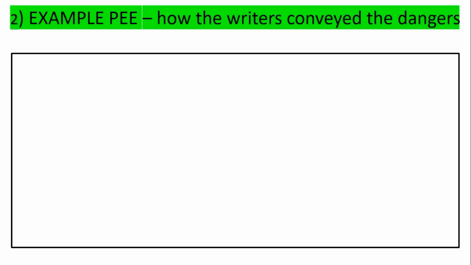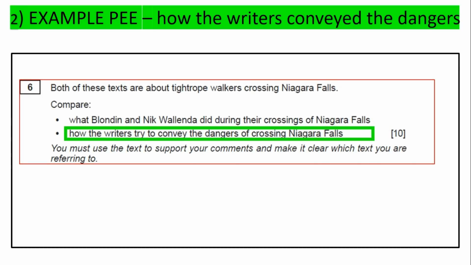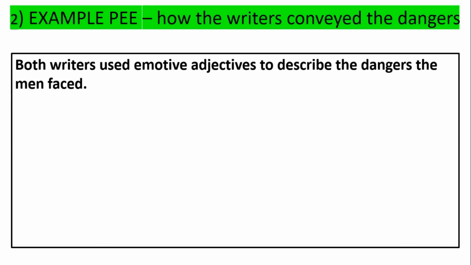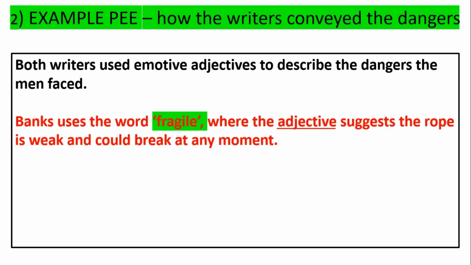This one's a bit more about the writer's technique, so how the writers tried to show the dangers. I've put, both writers used emotive adjectives to describe the dangers the men faced. That's the point, that they used adjectives to describe the dangers. I put, Banks uses the word "fragile", where the adjective suggests the rope is weak and could break at any moment. So I've zoomed in on the word fragile and looked at the connotations. It's weak, it might give at any moment.